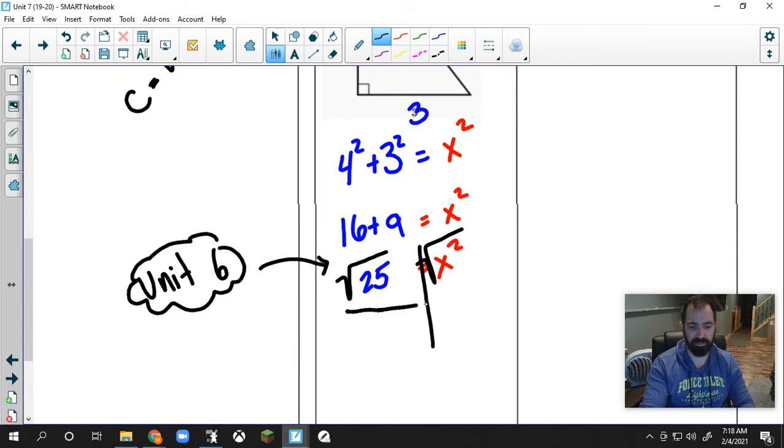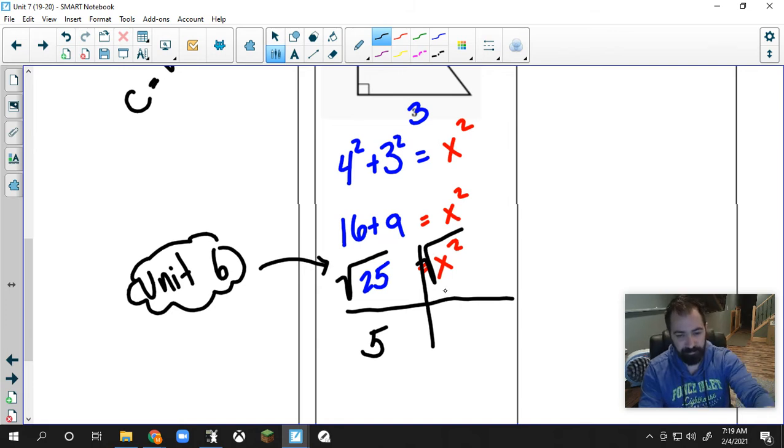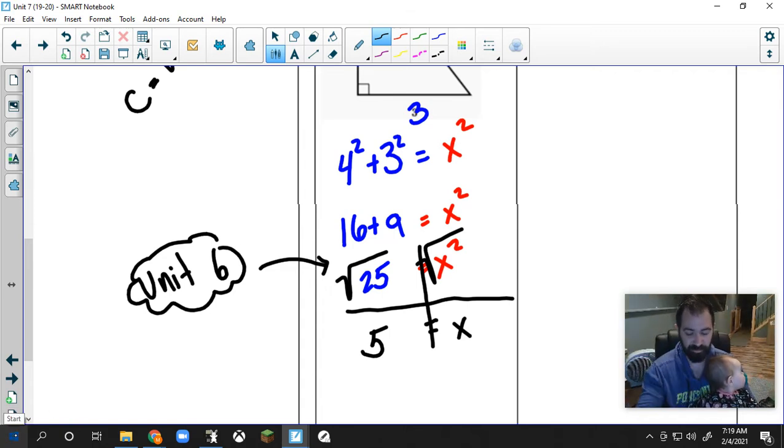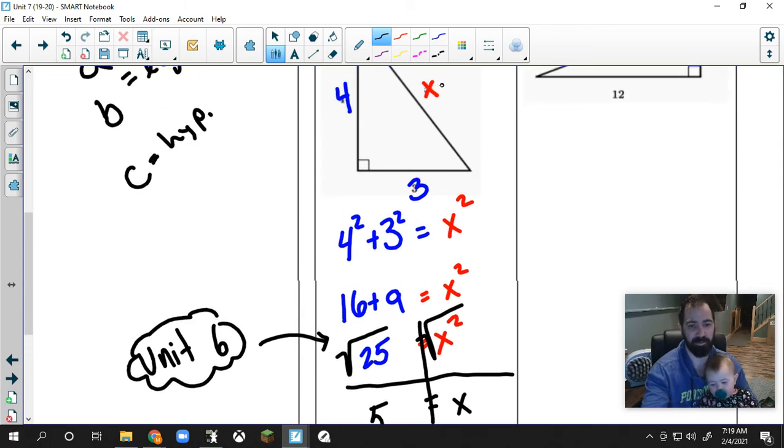When I take the square root of 25, I get 5. I should get plus or minus 5, but since we're working with side lengths, they are only positive. You can't have a negative side length. And then on this side, the square root of x squared is just x. And you are done. And that is how you solve these problems. The hypotenuse length on our problem here is 5.